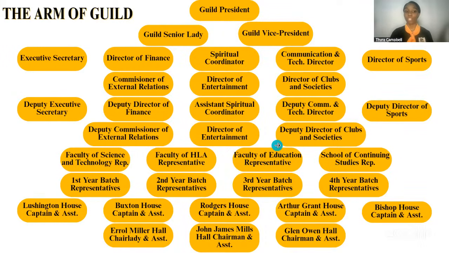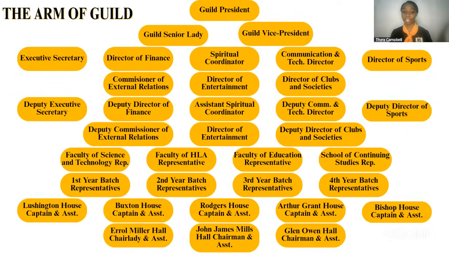Two, we also have the Commissioner of External Relations, who helps to build and maintain relationships with partners who are outside of the school community or guild. We also have those who support these people or help to assist, and that includes our Deputy Executive Secretary, Deputy Director of Finance, Assistant Spiritual Coordinator, Deputy Communications and Technology Director, Deputy Director of Clubs and Societies, Deputy Director of Sports, Deputy Commissioner of External Relations, and Deputy Director of Entertainment.